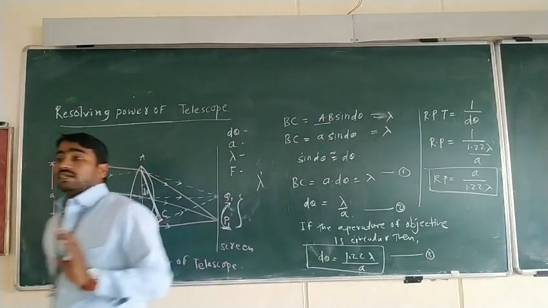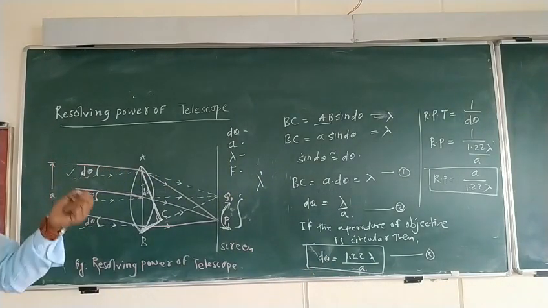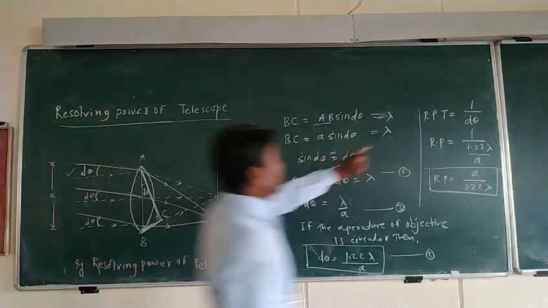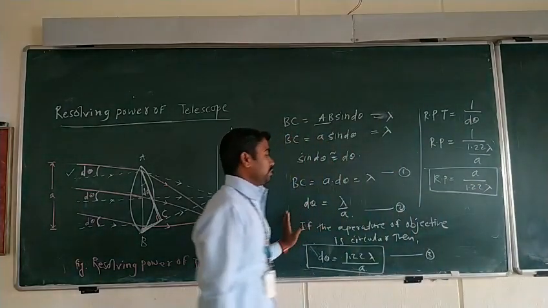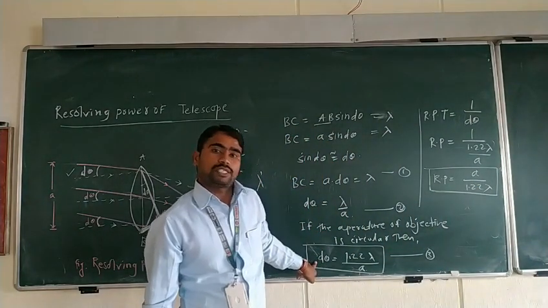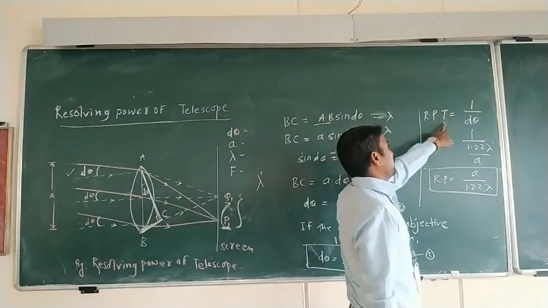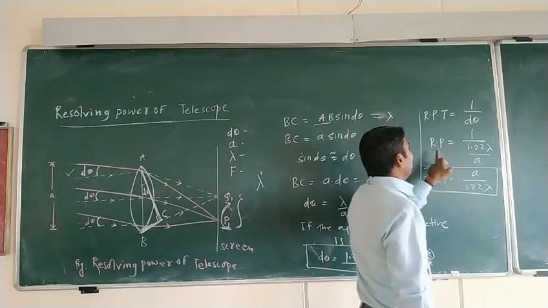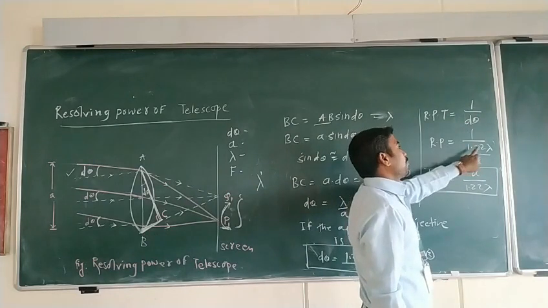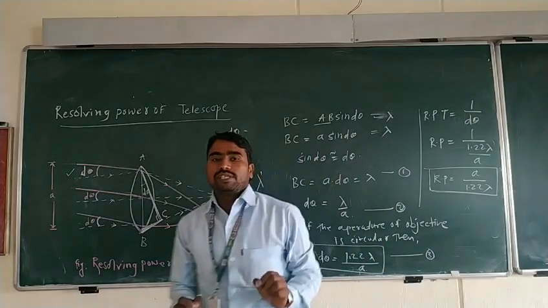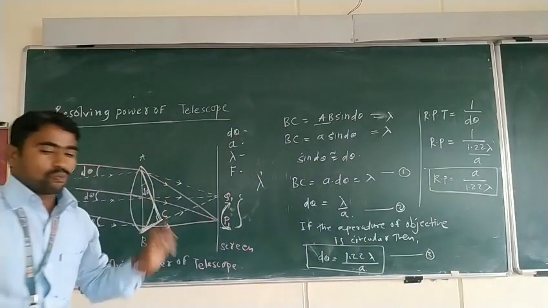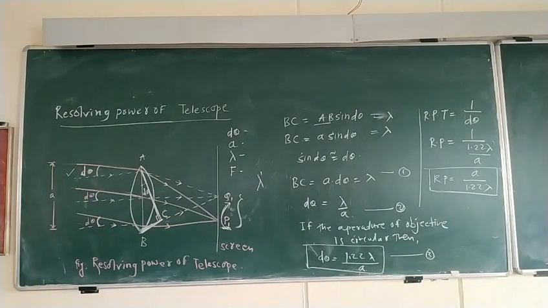But we have defined the limit of resolution. What is the resolving power of a telescope? The resolving power of a telescope is 1 upon the limit of resolution, because in the case of a telescope, dθ is the limit of resolution. Therefore, the resolving power of a telescope is equal to 1 upon dθ, which is 1 upon 1.22 λ divided by a. Finally, the resolving power of a telescope is equal to a divided by 1.22 λ. This is the simple equation for the resolving power of a telescope.